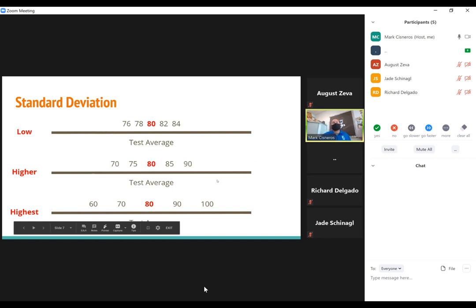If your data is more spread out, it has a high standard deviation. If it's very close together, it's got a low standard deviation. And that's all you need to know for this class. If you take a statistics class in college, you're going to go a little bit more in depth than that. But standard deviation helps out a lot.